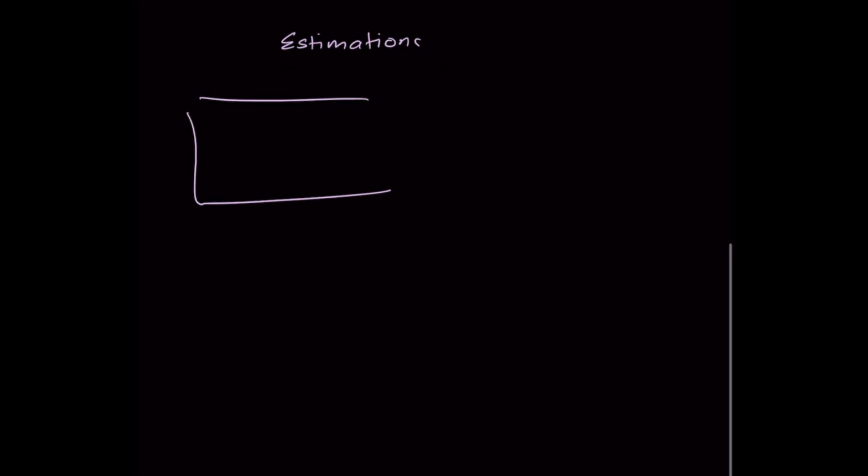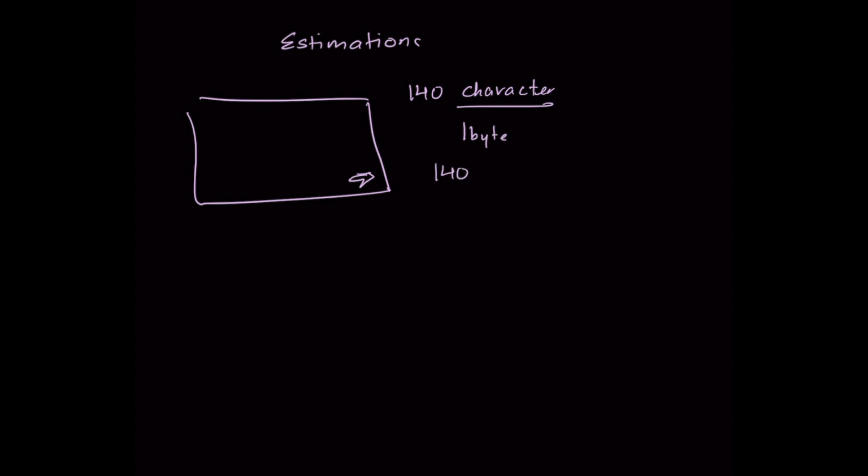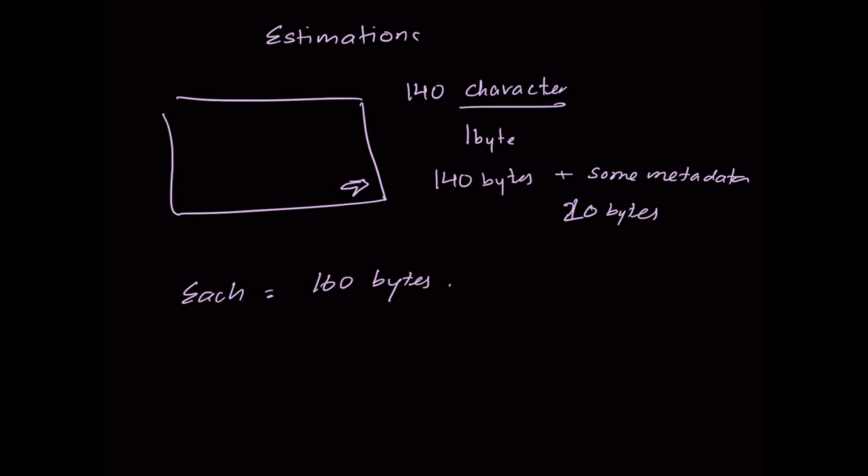Now let's do some estimations. We know a tweet is 140 characters. Okay, and each character takes 1 byte. We can say 140 bytes. Plus we can say some metadata that we could say is like 20 bytes. So each tweet is around 160 bytes.